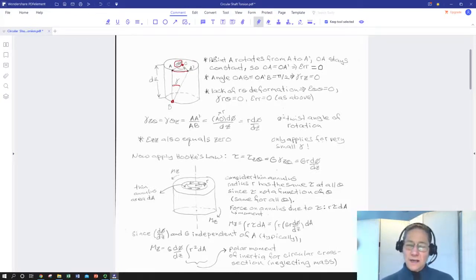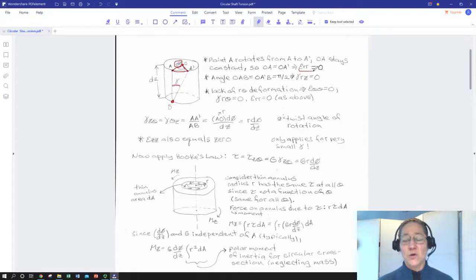So if we start assigning strains, both normal and shear, to these displacements that we've created based on points moving from one position to the other, we can start populating our strain matrix. I'm going to just walk right down through it here. So we've got point A, it goes from A to A prime, and the radial distance stays the same though. So the OA distance and OA prime are the same.